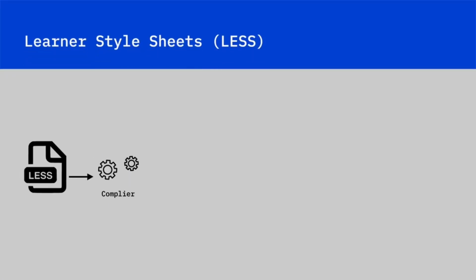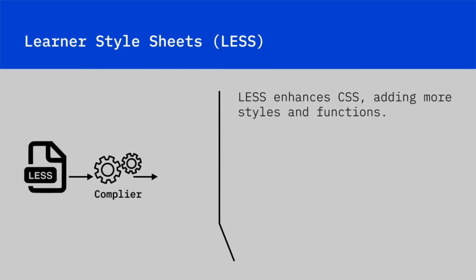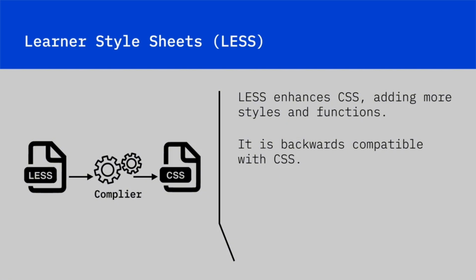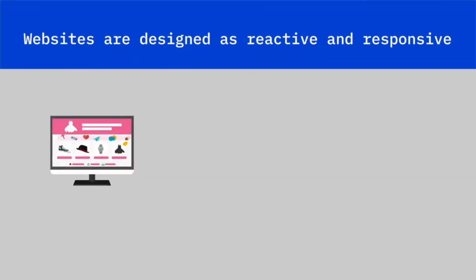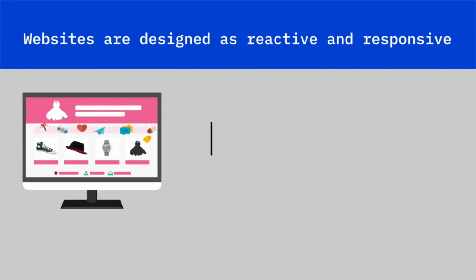Another language that is being used now is Leaner Style Sheets, LESS. LESS enhances CSS, adding more styles and functions. It is backwards compatible with CSS. LESS.js is a JavaScript tool that converts the LESS styles to CSS styles. Using all these languages, websites are designed as reactive and responsive.